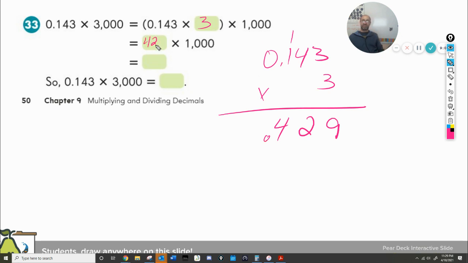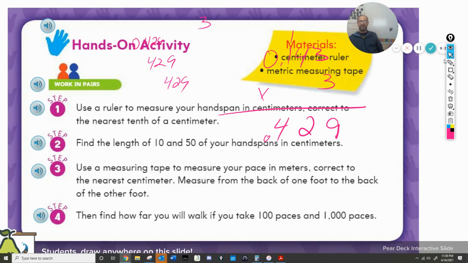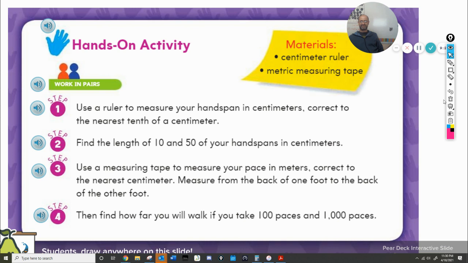So then I've got 429 thousandths times 1,000 is 429, or 143 thousandths times 3,000 is 429. There's still a trick here, and I'm still not going to show you yet. You can do this. It's a hands-on activity. Centimeter ruler, metric measuring tape, sure. Figure it out. Good luck.